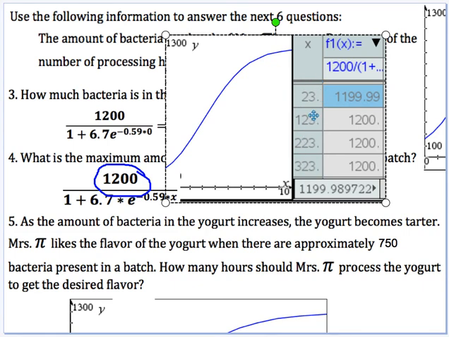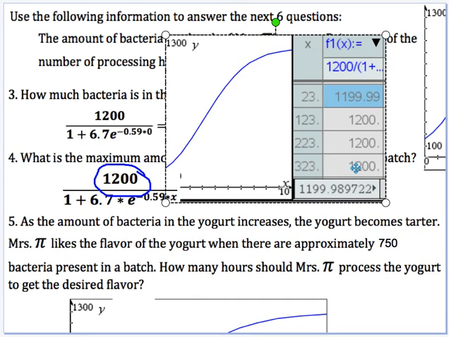On my table, I was at about 23 for my time, and I had the table step set to increments of 100. So you notice that when I'm at 23 hours, I have 1,199.99999 and so on units of bacteria. And it doesn't matter how much bigger. See here now, I'm at 323. I'm still only at 1,200.